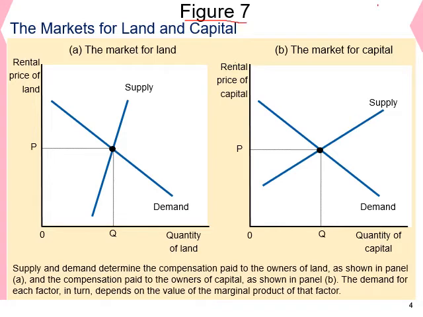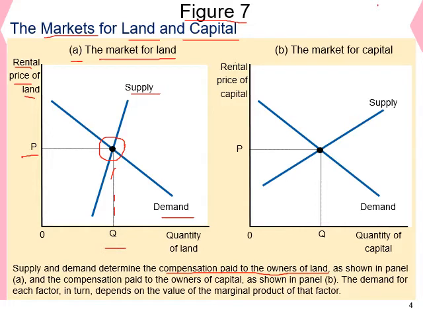Figure 7 displays the market for land and capital. Panel A talks about the market for land, which determines the compensation paid to the owner of land. You can see that the supply curve and the demand curve for land cross at the equilibrium point, where you can find the equilibrium rental price of land and the equilibrium quantity of land.